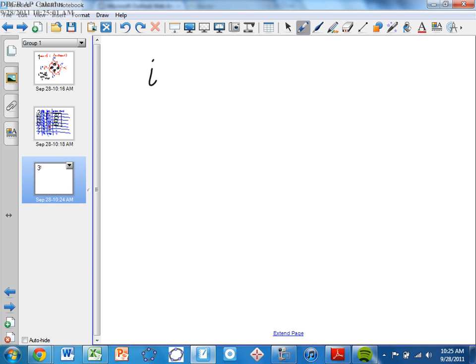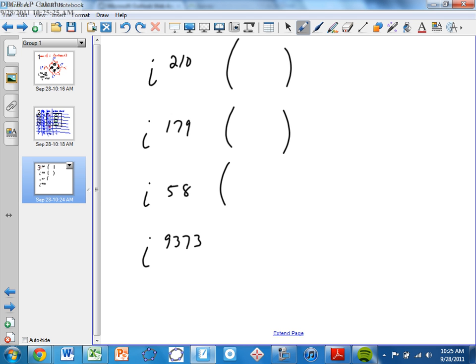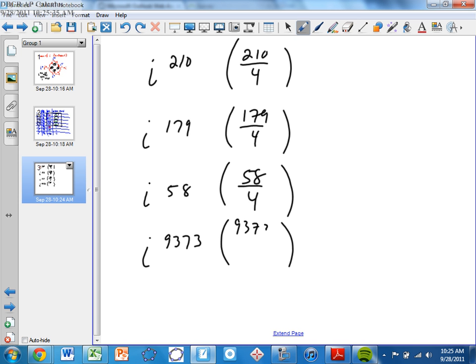Let's do i to the 210, i to the 179, i to the 58, and i to the 9,373rd. Again, these look like ridiculous numbers, but all you need to do is take the exponent and divide it by 4. Based on the decimal, you'll get the answer. So divide them each by 4, see what the decimal is.